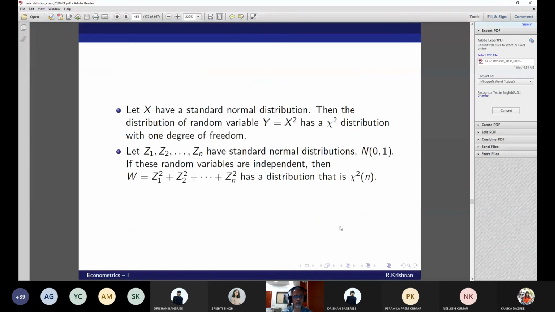For the next two corollaries, combine the above results. Let X have a standard normal distribution, then the random variable Y equal to X square has a chi-square distribution with 1 degree of freedom. This also I have the proof. You must have many have proved it before.